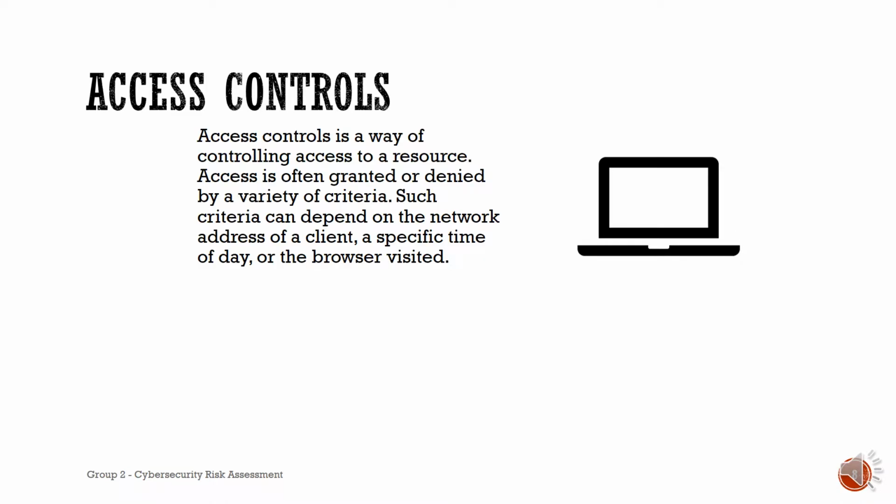Now we discuss access controls and models. Access control is a way of controlling access to a resource. Access is often granted or denied by a variety of criteria. Such criteria can depend on the network address of a client, a specific time of day, or the browser visited.